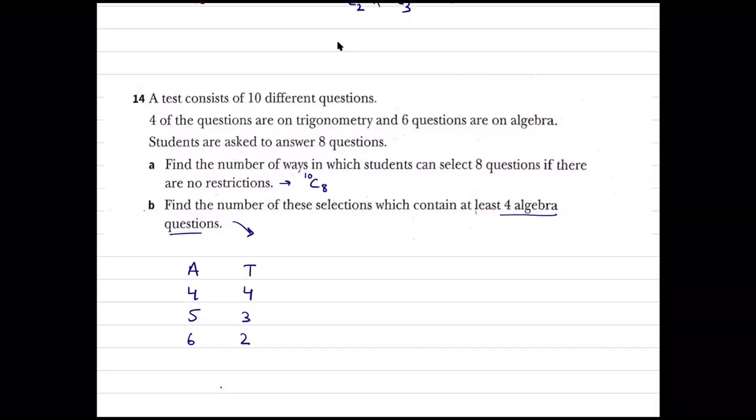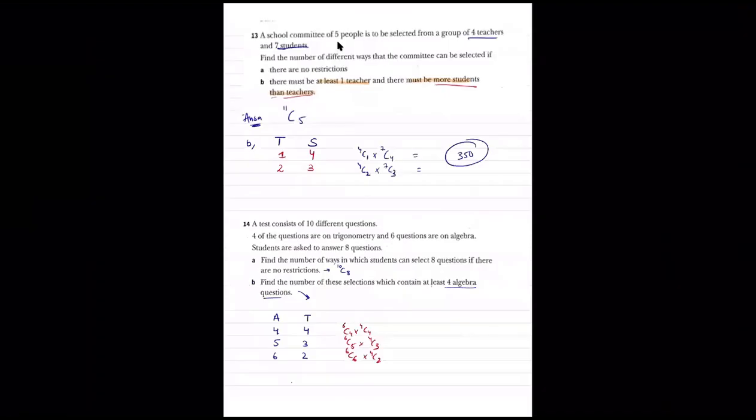So 6C4 into 4C4, 6C5 into 4C3, 6C6 into 4C2. Okay? Now I'm leaving the working on you guys. Later on you can do it. But did you understand? It will be done in this way. We are going to add up all the answers.